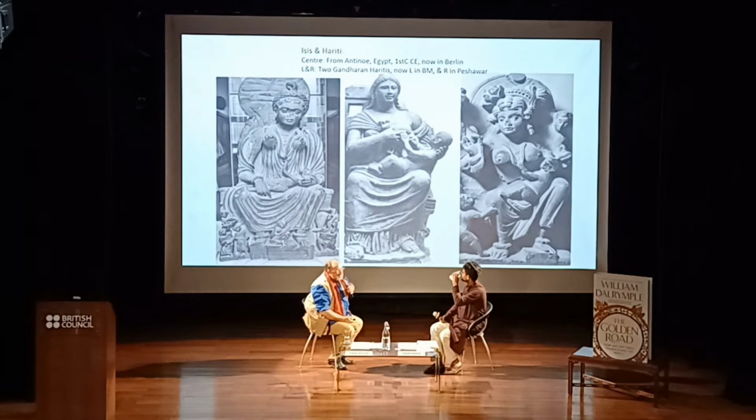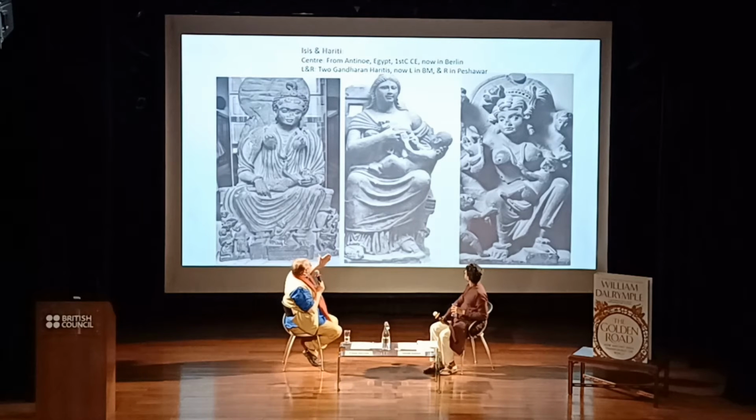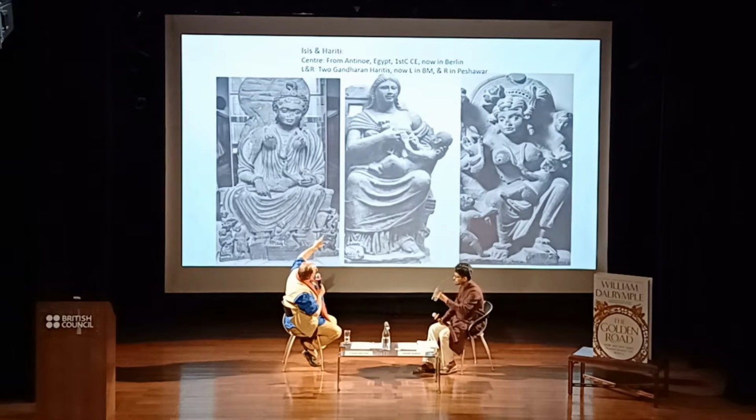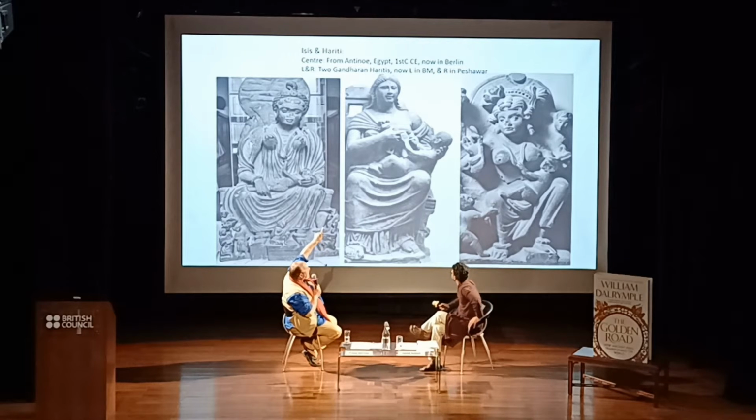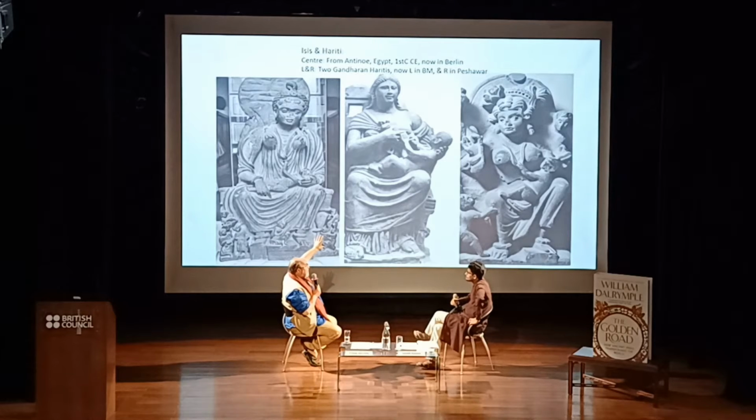But if you're looking for links between what's now Gandhara and Roman Egypt, in the center, this is an image of Isis found in Antinoe in Upper Egypt, exactly the sort of area where caravans were leaving for the Red Sea ports, where that Buddha was found. Now here, left and right, you have the same image, but it's become Hariti, the Yakshi in the Buddhist stories.